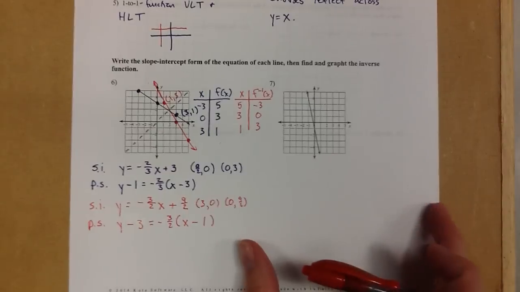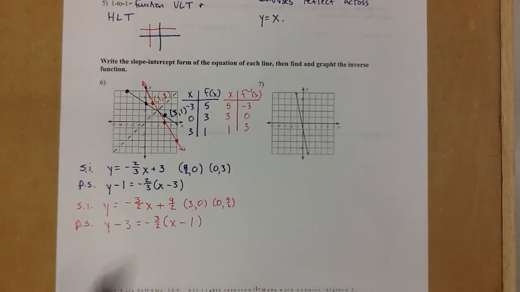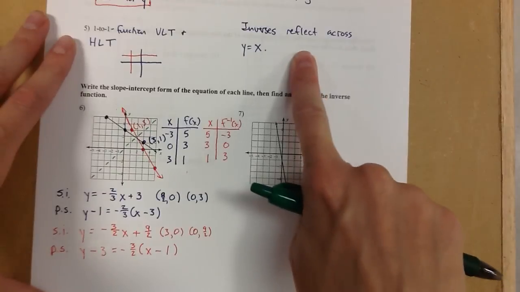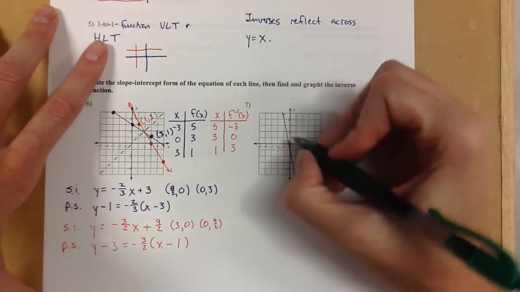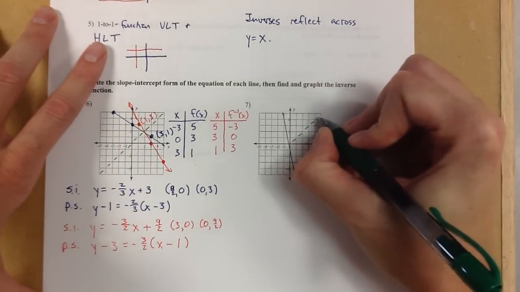Alright then, number 7. So, what line does the inverse reflect across? What line does the inverse reflect across? I wrote it down. Y equals x. Okay? That's the first thing you got to know. Your inverses reflect across y equals x.